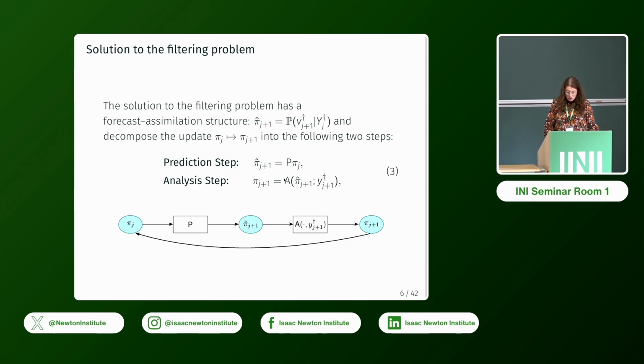So the prediction consists of applying this linear operator to our last filtering distribution. Of course, this is an infinite dimensional linear operator, but it's linear, which is nice. And then we have the analysis step, which is where we take our predicted distribution and the observation at the current time and produce the filtering distribution at the next time. And this is a nonlinear operator. And that's basically where a lot of the difficulty in data assimilation comes in. So I'll be talking about essentially approximating this operator.